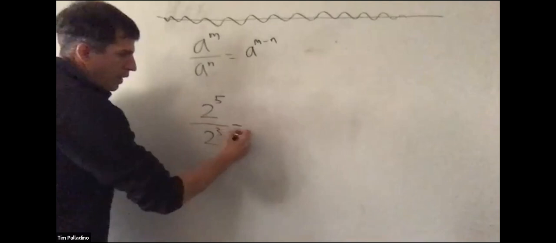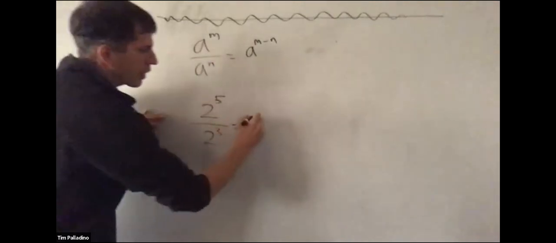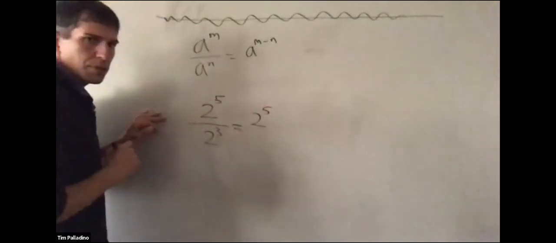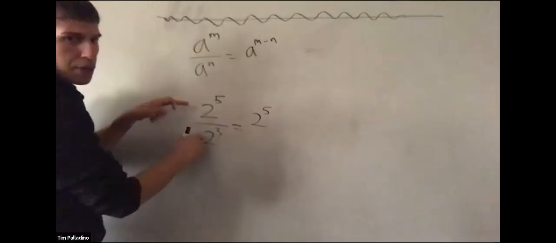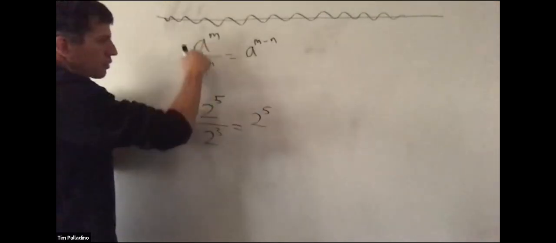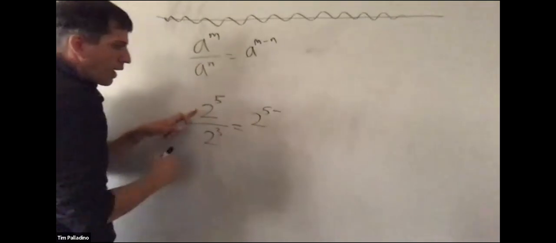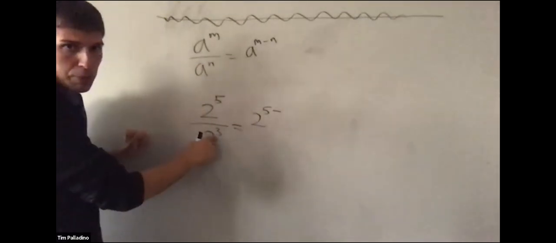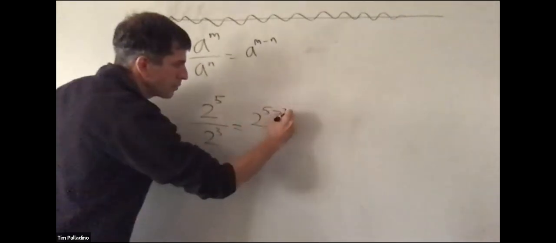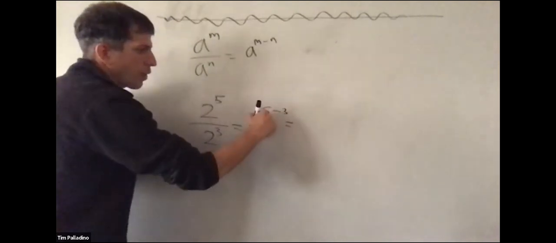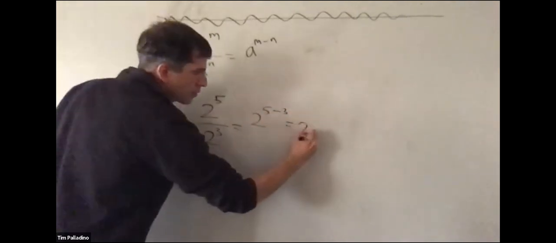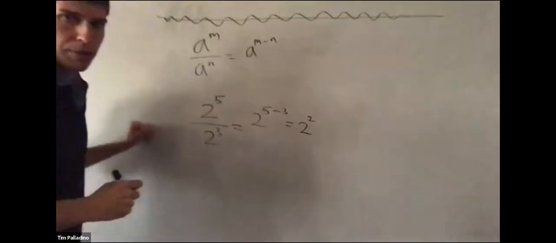So one way to do that is just to apply this rule. We're going to get 2 to the 5th, and the bases are the same, okay? So I can use this rule. I'm going to subtract 3 because that's the exponent on the bottom. And 5 minus 3 is 2. So that should be 2 squared.